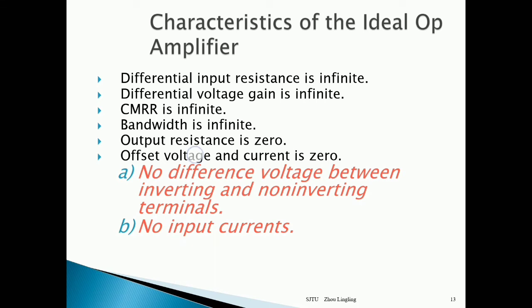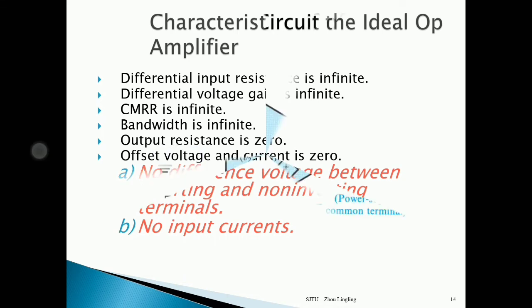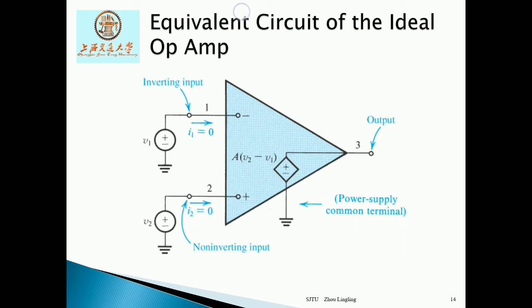There are no input currents because of the infinite input resistance, so no input current flows through the base terminals. There is no difference voltage between the inverting and non-inverting terminals. This is an equivalent circuit for the ideal operational amplifier. I1 is the input current, and I1 and I2 are 0 because the input impedance is infinity. This ensures there is no current flowing through the input terminals. So this is all about the block diagram of the operational amplifier LM741, the general stages of the operational amplifier, and the ideal operational amplifier.